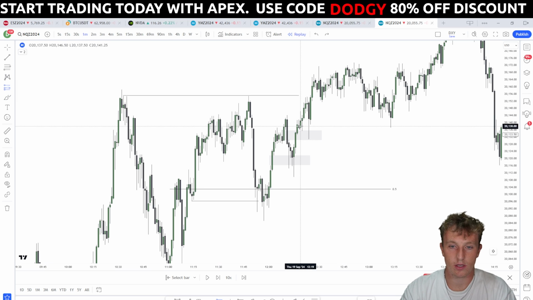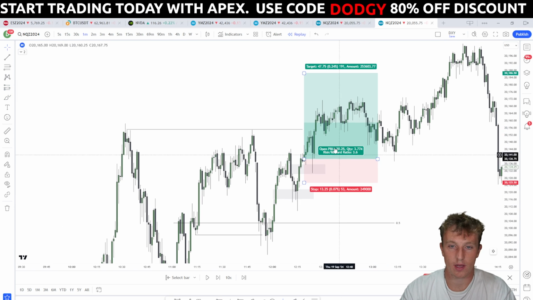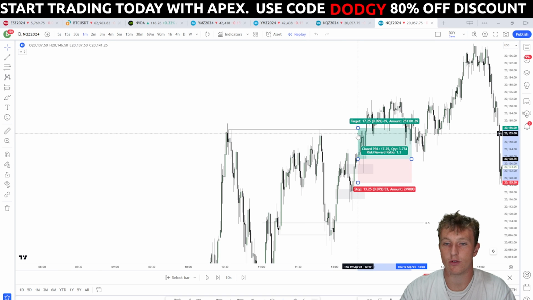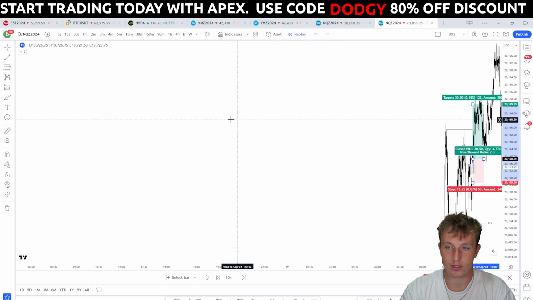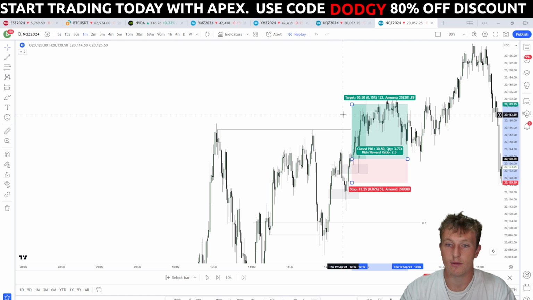Now, if you're wondering where to enter, you would have entered on this candle close, stop below it, and you would have targeted this high, and then you would have targeted any high to the left. I'm not going to go to the left and look for a target, but that's basically what you do.